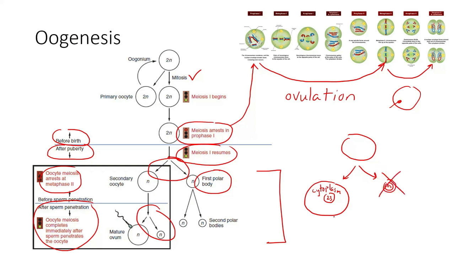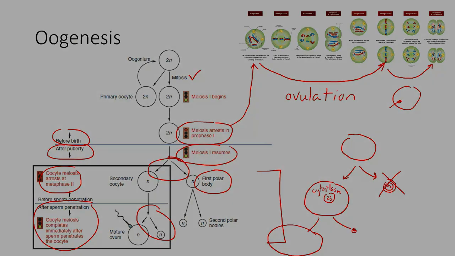It ends up dissolving and not being used for anything. In the second division, exactly the same thing happens. Little polar body, big ovum, and that's fertilized and can produce a viable zygote. Really, really different and complicated, but this shows how intricate the human reproduction process is.